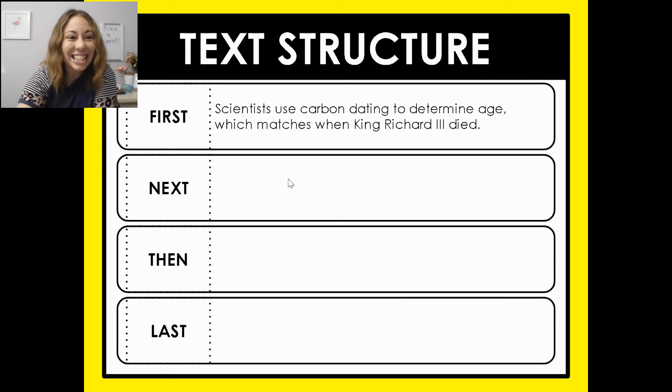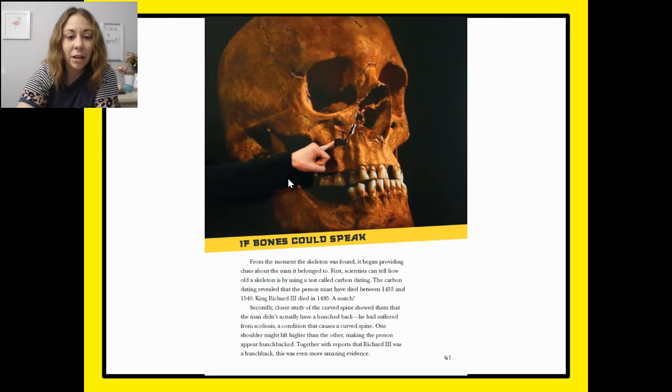Let's find the next thing that happens. Ooh, secondly. So that's not the same sequence word, but it is still another sequence word that's telling us what's happening next. I said that these words wouldn't necessarily match our graphic organizer, but we are going to find sequence words in the text. So right here, I see the word secondly. That's telling me what happened second.